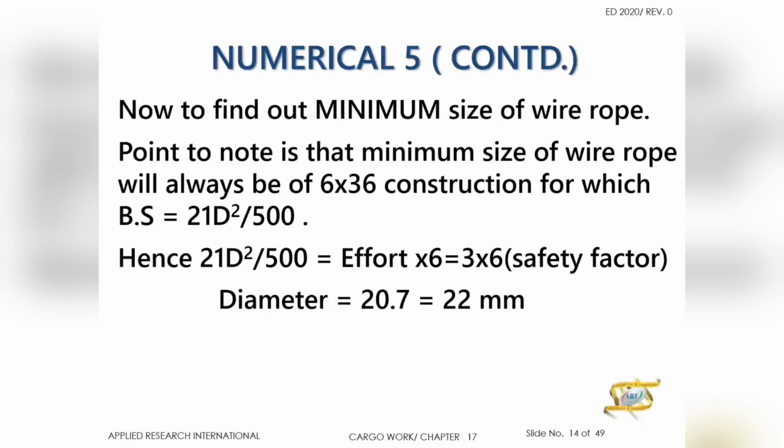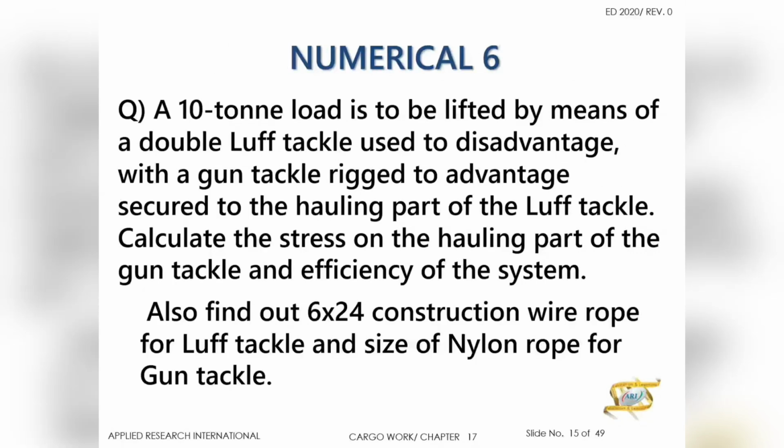Let's read this next numerical. तू ही पढ़ बेटा. 10-ton load is to be lifted by means of a double luff tackle used to disadvantage, with a gun tackle rigged to advantage, secured to the hauling part of the. What this question is, after reading, what we are seeing is a combination of two blocks. First they say there is a double luff tackle or two-fold purchase used to disadvantage. The hauling part of this two-fold purchase is connected to the gun tackle, which is used to advantage.